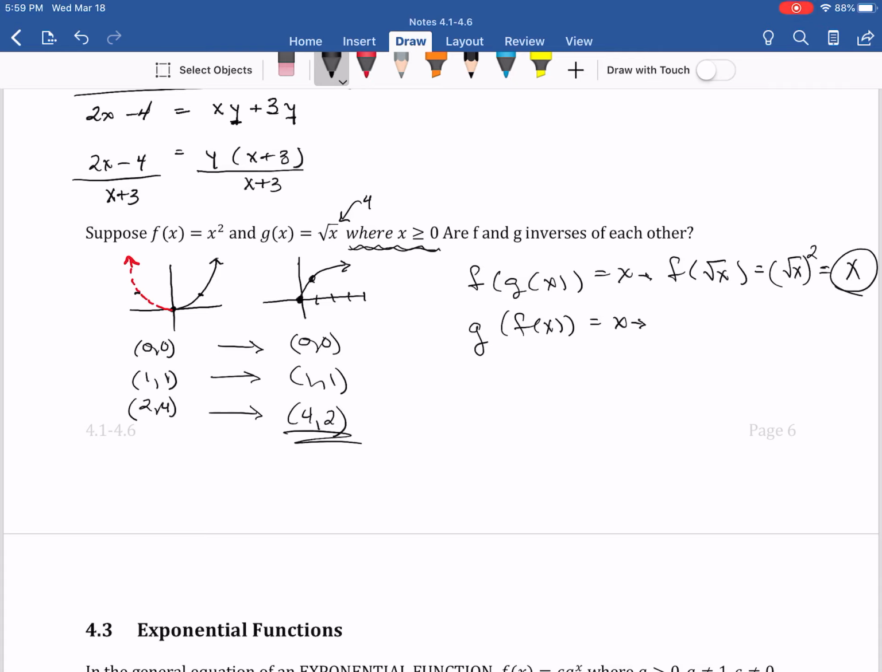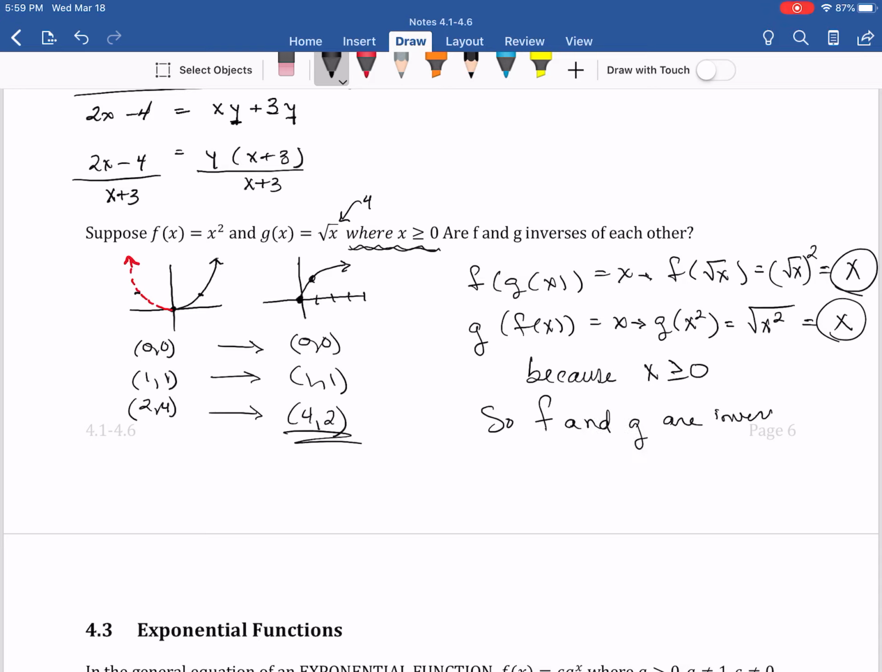And on that second order, g of f of x, where f of x is x squared, put that quantity into g. Does that equal x? Yes, because once again, we were told that x is at least 0. Without that restriction, you would have to say, no, these functions are not inverses of each other. So f and g are inverses of each other.